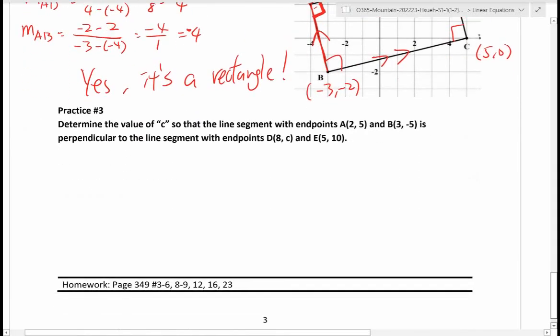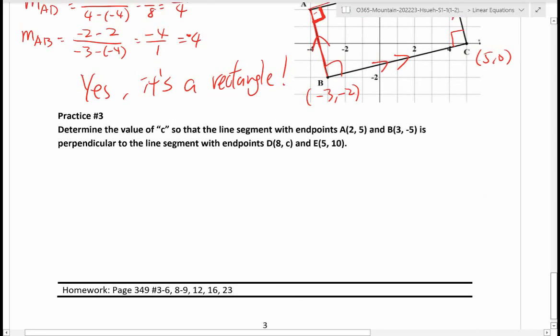Okay, C is the hard one. The last one here is the most difficult because it involves some algebra. It says determine the value of C so that the line segment with endpoint AB is perpendicular to the line segment with endpoint DE, which actually has a variable in it, right? Here's 8, C and 5, 10.